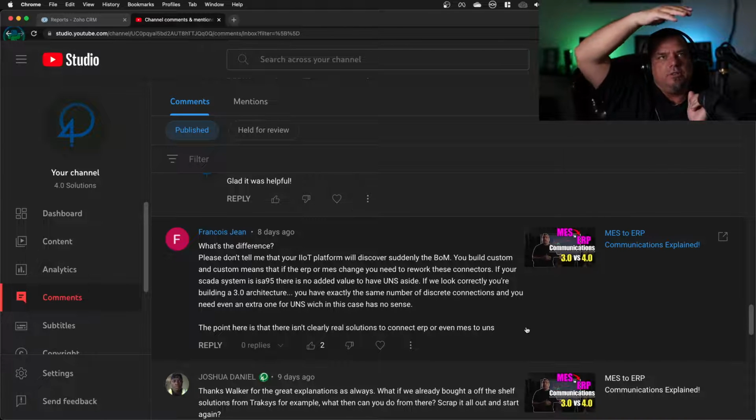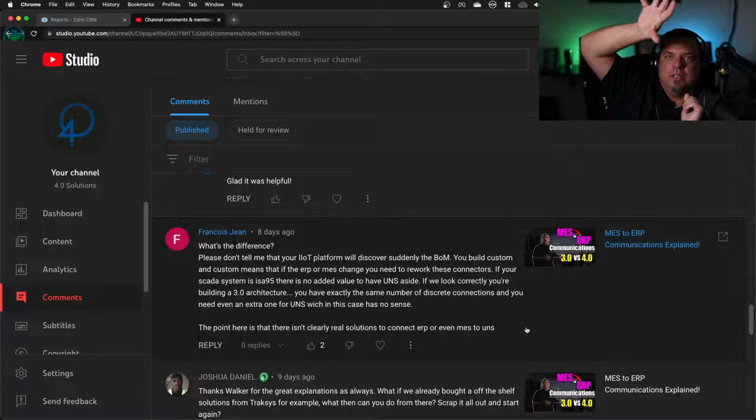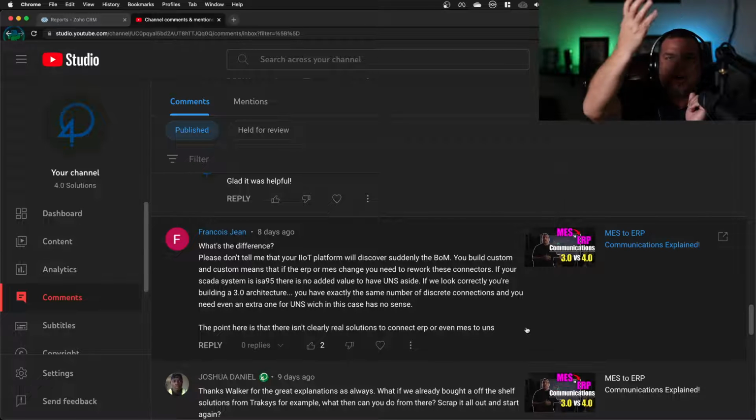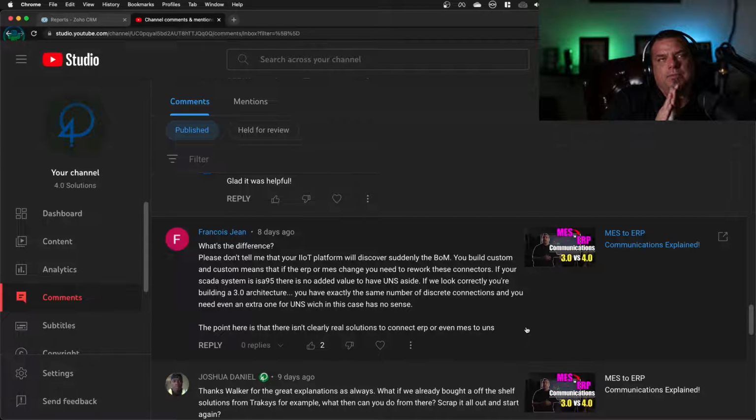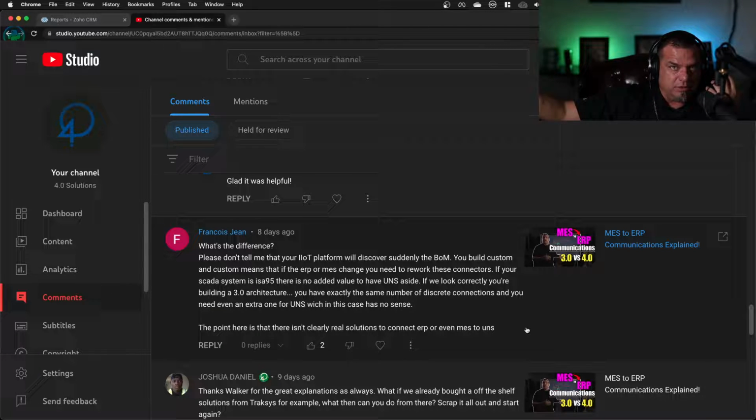And if you look, we're using point-to-point connectors, and then you're using connectors in an IoT platform to convert the topical namespaces from the ERP into functional namespaces that can go into a unified namespace, right? So Francois says, what's the difference? Please don't tell me that your IoT platform will suddenly discover the BOM. Yes, it will. That's how we do it. We use the business API, the BAPI, and we discover the bill of materials.